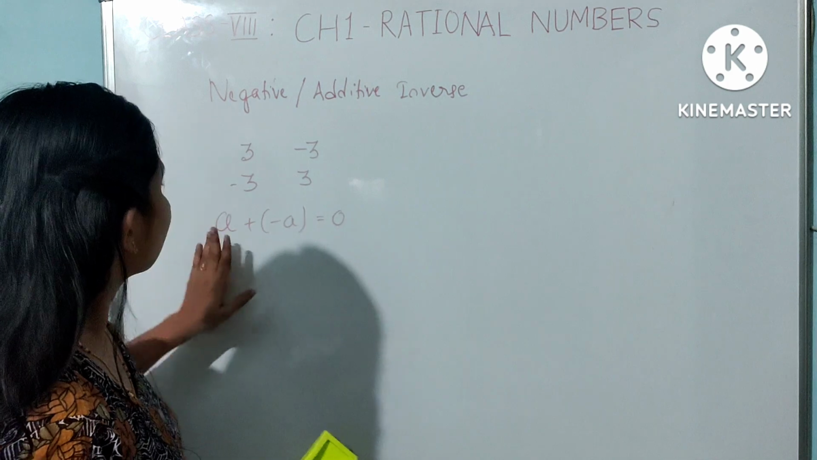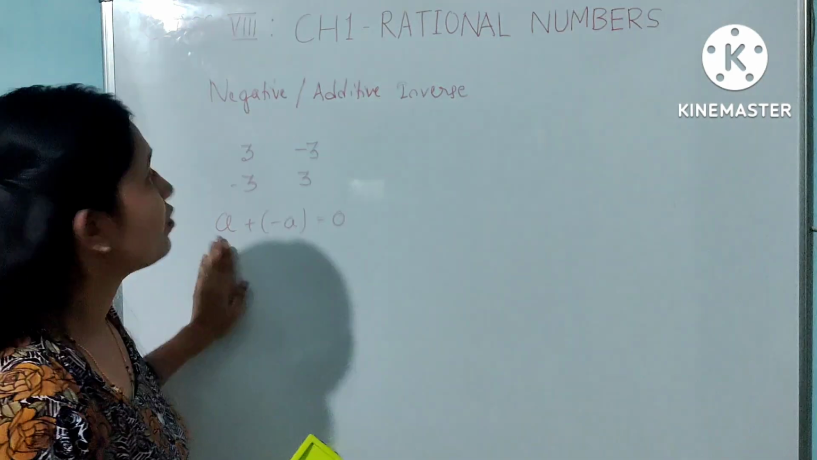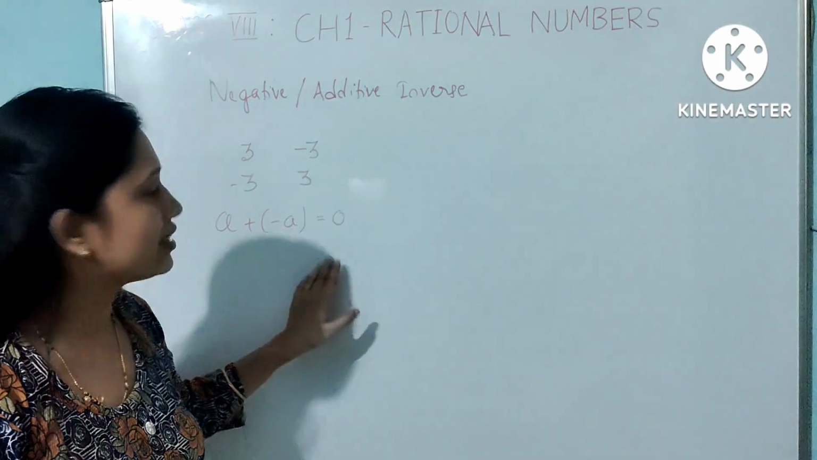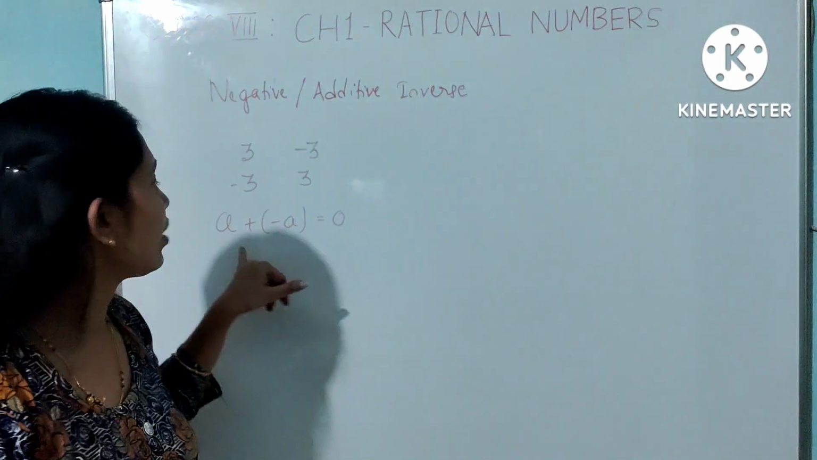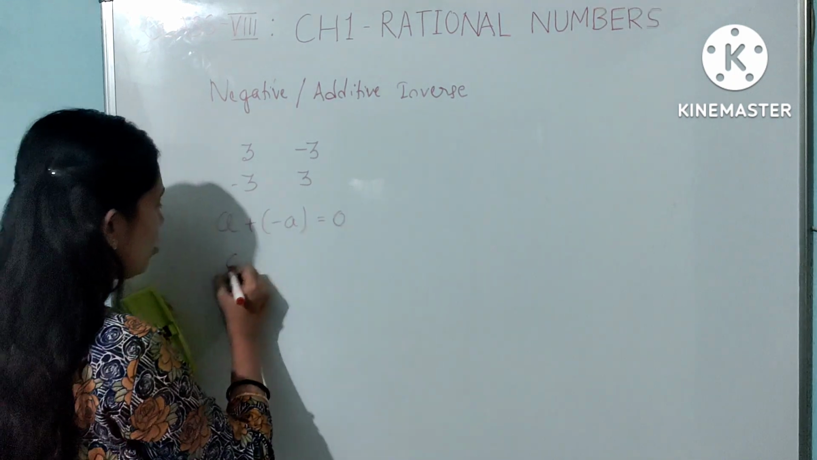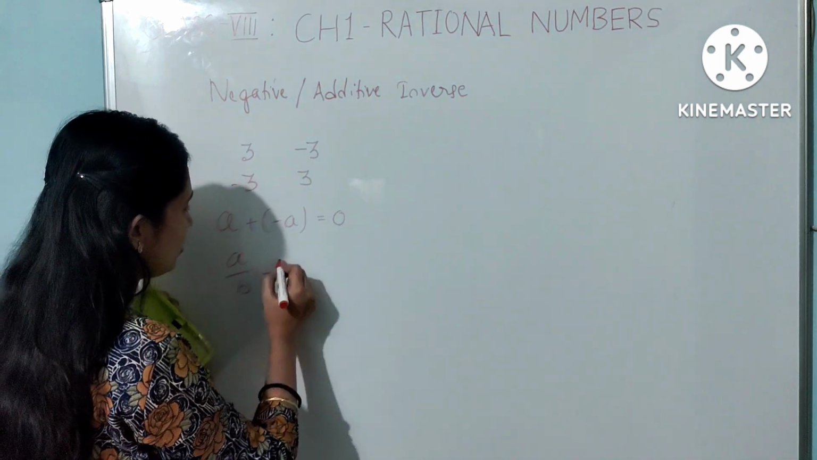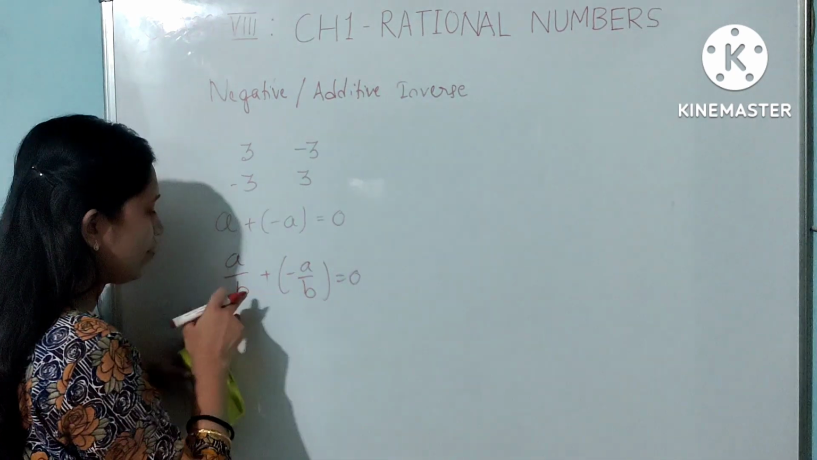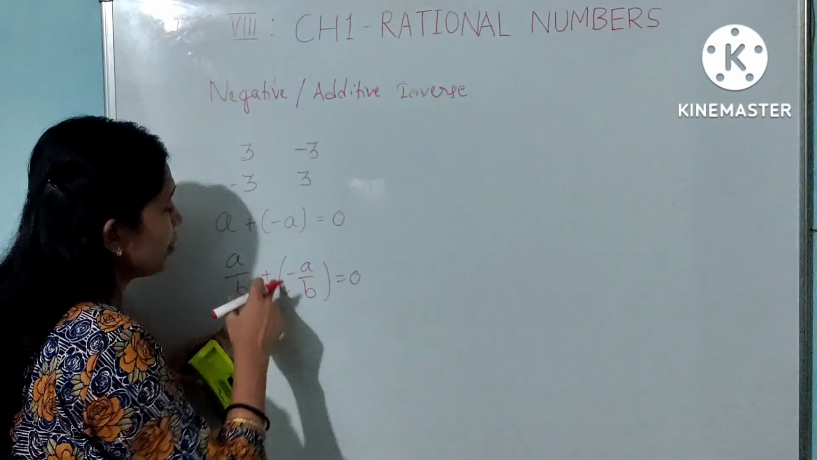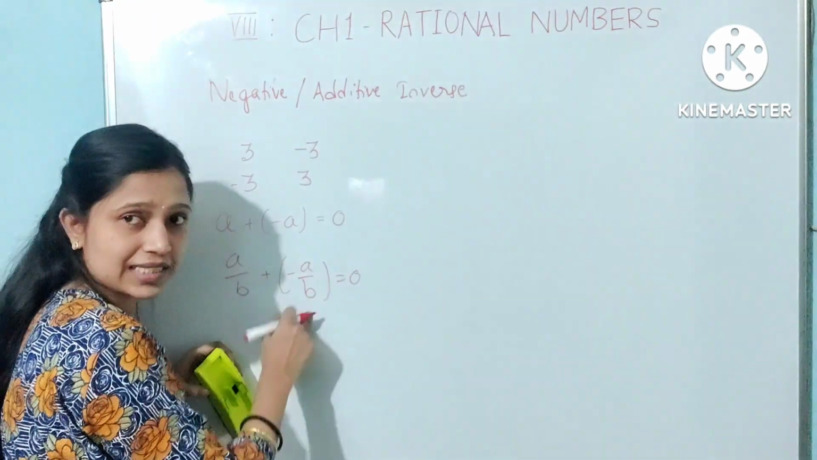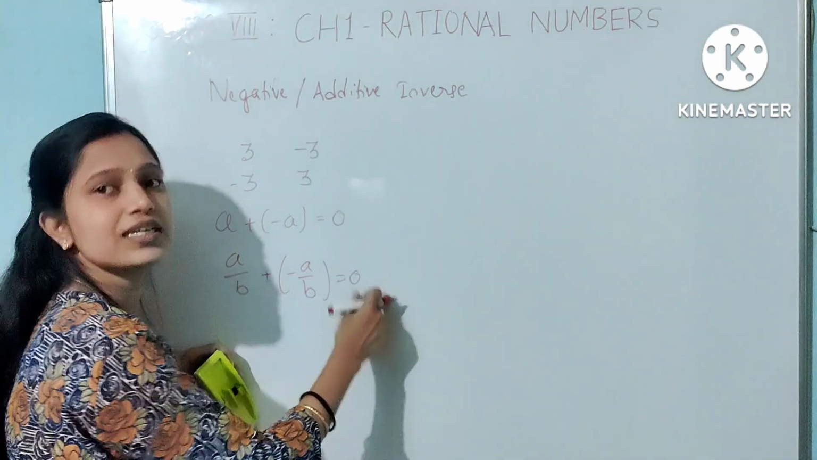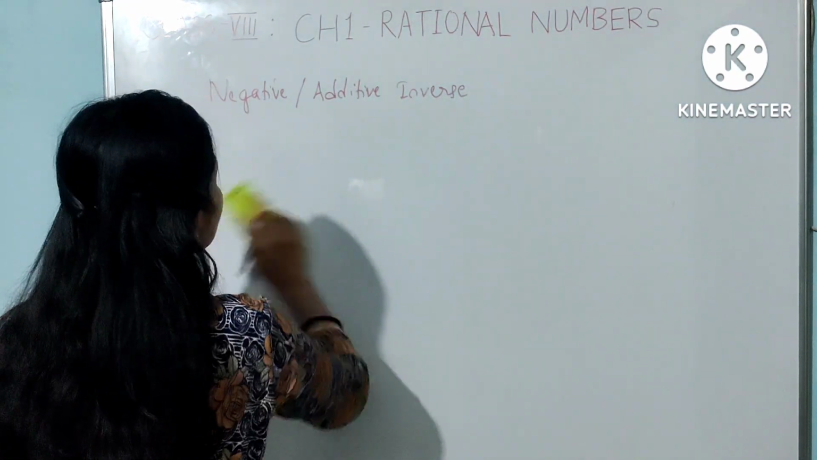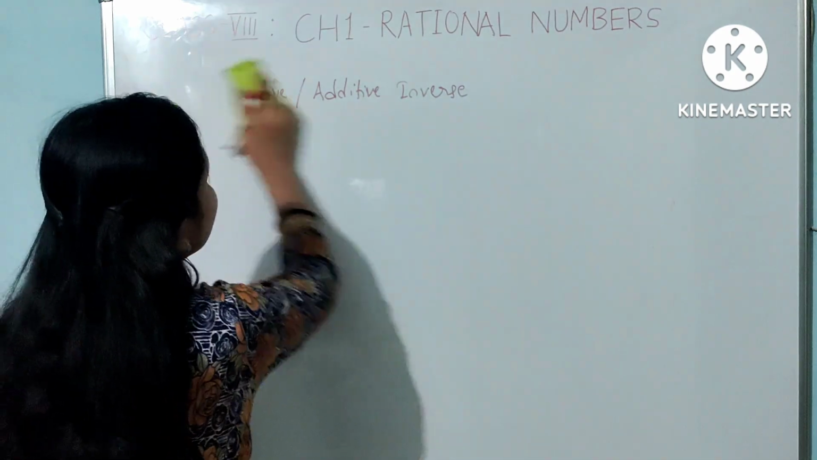So for a given number, if we add the negative of the same number, we are going to get the value 0. So if we take a by b, the same thing: a by b plus minus a by b, the value will become 0. For a given a by b rational number, if we add its negative minus a by b, we are going to get 0 as an answer. So for this we will say it is the additive inverse.